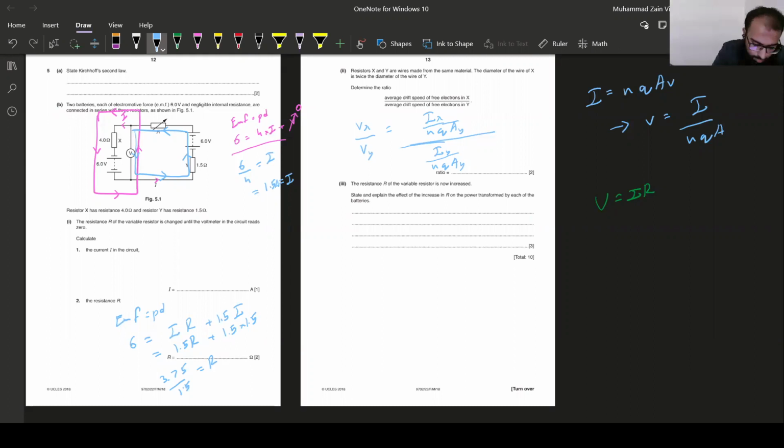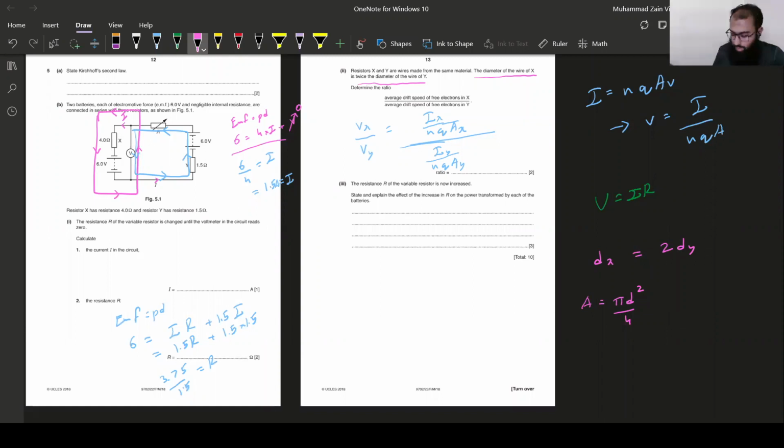This is what I get. Now I need to cancel things out. They've told me in the question that the diameter of wire X is twice the diameter of wire Y. I know this relationship: diameter of X equals twice the diameter of wire Y. And if I find the areas, area equals pi d squared over 4. That's the formula of area.